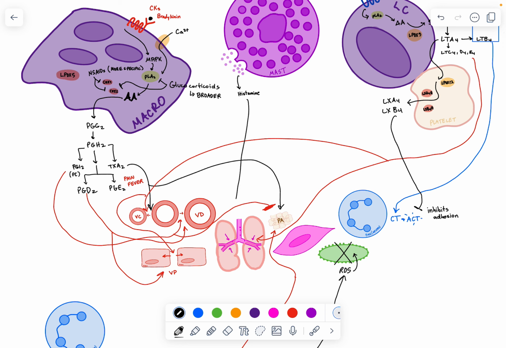So histamine causes bronchoconstriction. That's when you feel your bronchi are closing, your throat might tighten a little bit when you're in anaphylactic shock, as well as vasodilation and an increase in vascular permeability, and that leads to the swelling that you see in allergies.